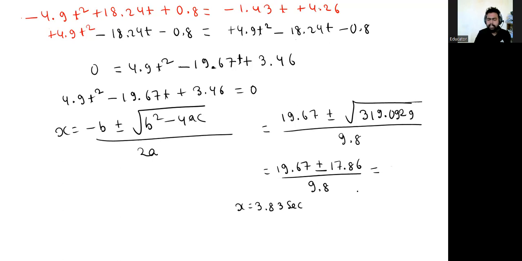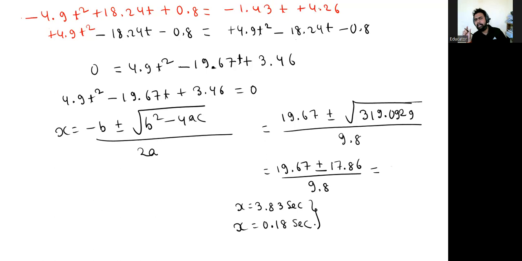Wait a while. Now the second answer would be, one time I need to add them, one time I need to subtract them. So let us subtract. So 19.67 minus 17.86. This is the second thing I'm going to write. Okay, and let us divide it by 9.8. So what I'm going to get for this is 0.18.